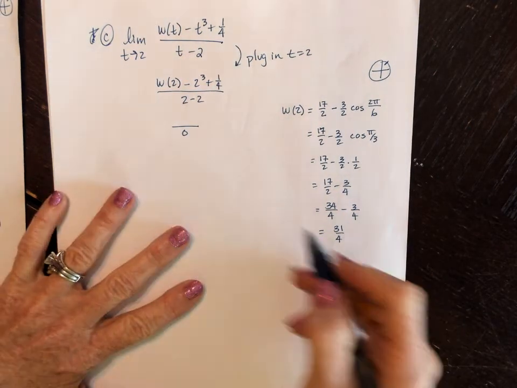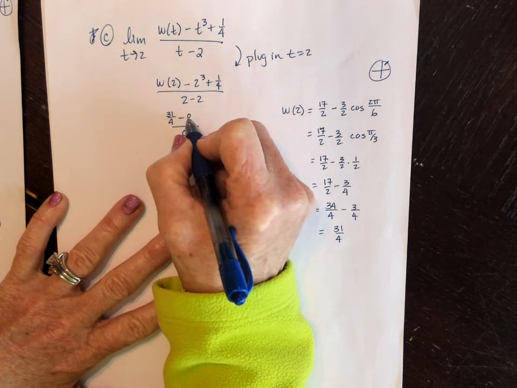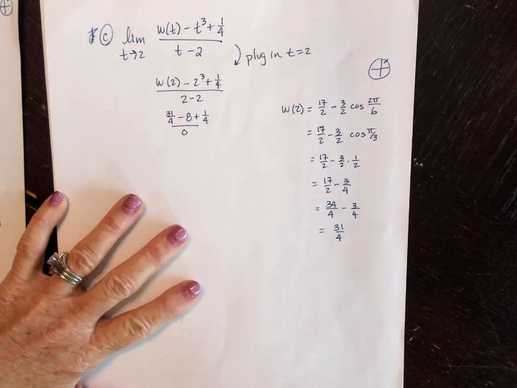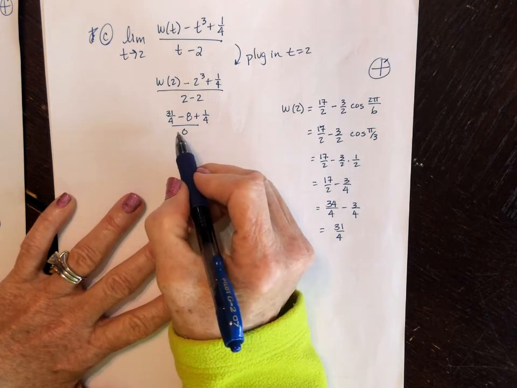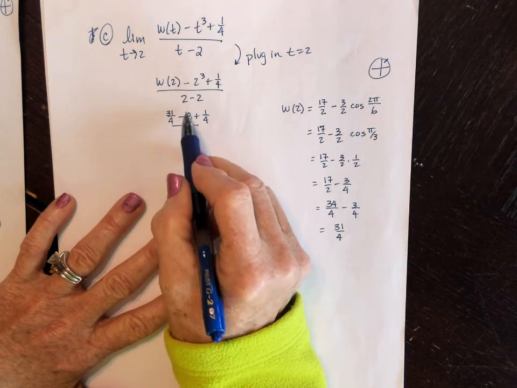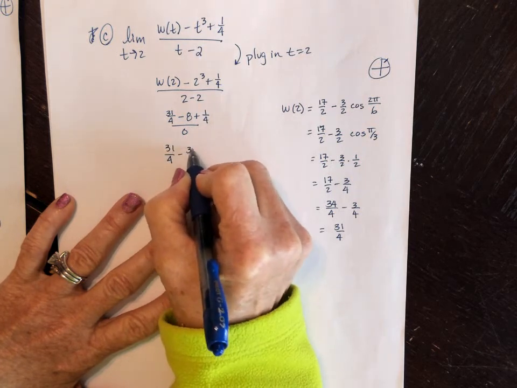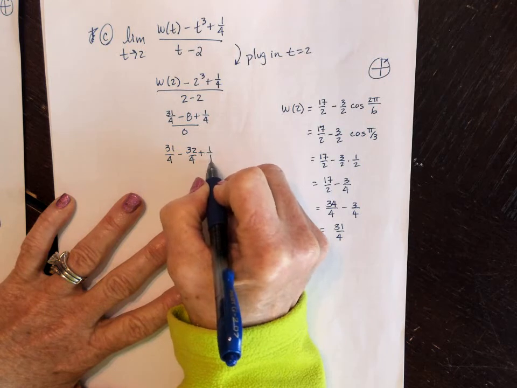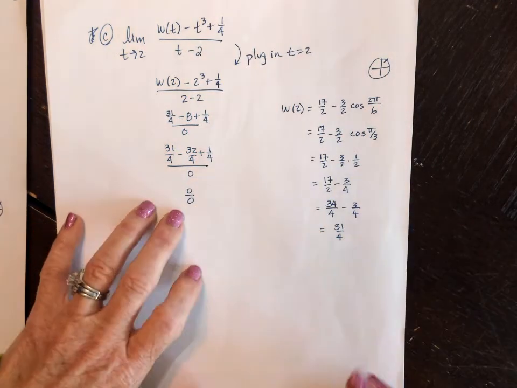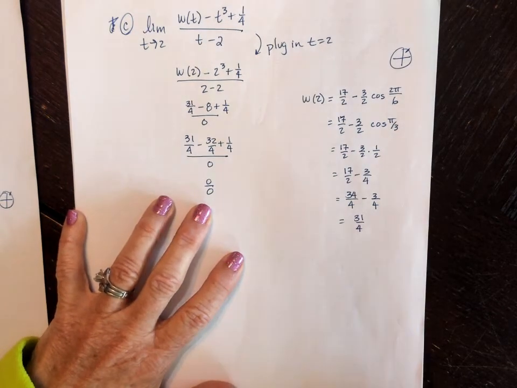All right, let's take that 31/4 and plug that up here. So that's 31/4 minus 2 cubed, which is 8, plus 1/4. Okay, let's see, this 8 is 32/4. So we have 31/4 minus 32/4 plus 1/4 over 0, which is 0 over 0. There is one of your indeterminate forms to use L'Hopital's rule.